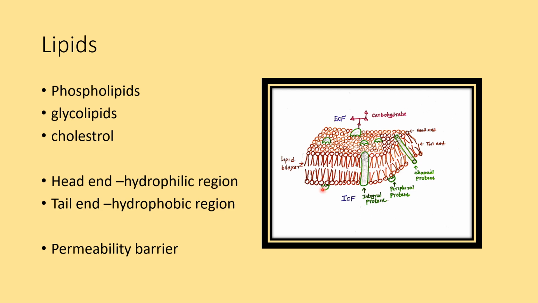So the phospholipid bilayer acts as the permeability barrier between the intracellular fluid and the extracellular region. This is the intracellular region, the cytoplasmic region, and this is the ECF, the extracellular region. So the phospholipid bilayer is important for the permeability barrier.